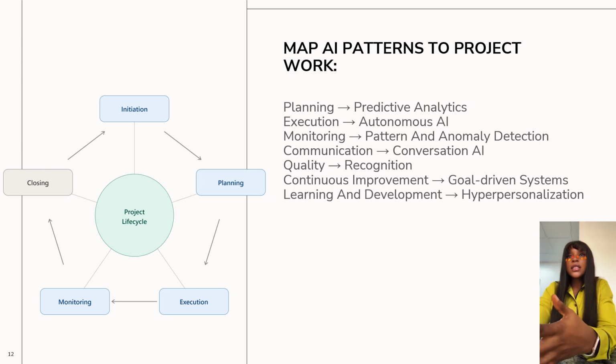So let's connect these patterns to project management. During planning, predictive AI forecasts risks and schedule. Yeah, you heard that right. Then during execution, autonomous AI updates tasks and reminders. During monitoring, anomaly detection identifies cost overruns.